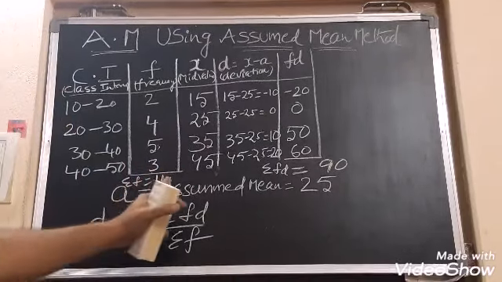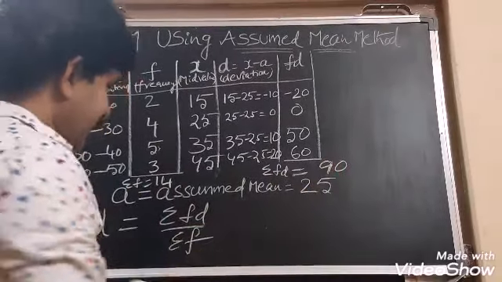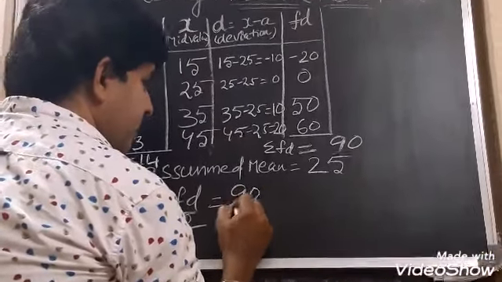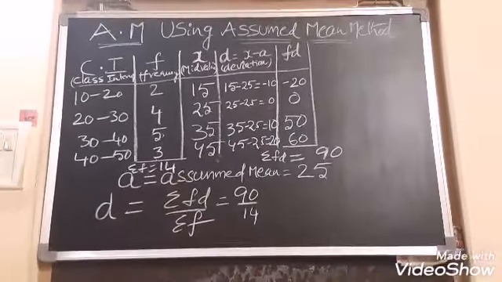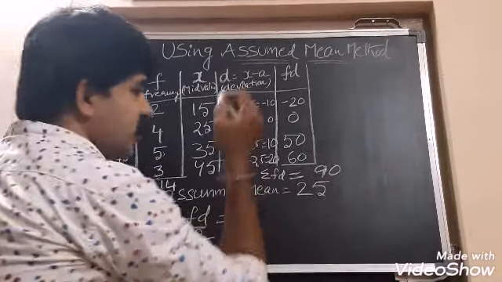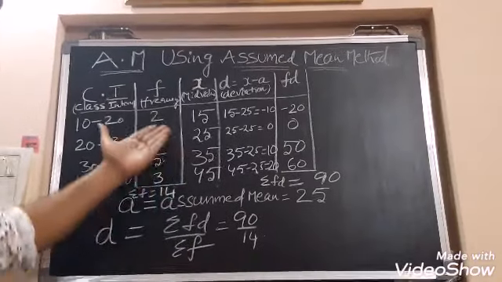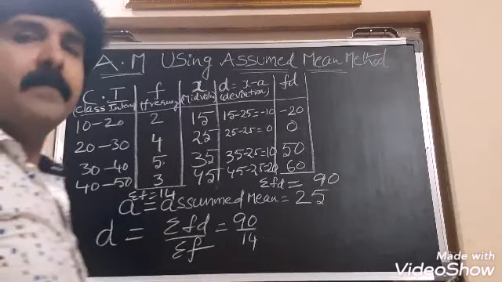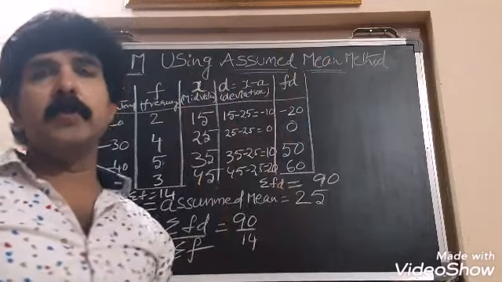Okay, sigma F answer is 14. Now we arrived at sigma FD as 90, sigma F as 14. What could it be? 90 by 14. This is called deviation. Is it a positive deviation or a negative deviation? It is a positive deviation. So this deviation we have to add to the assumed mean. That is how we get the mean from the assumed mean.